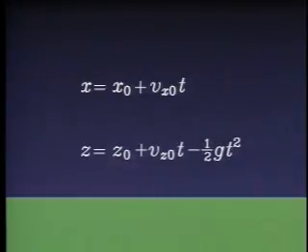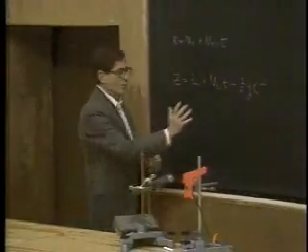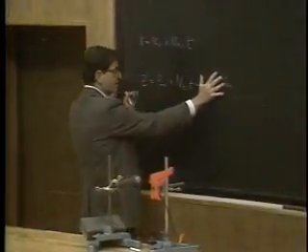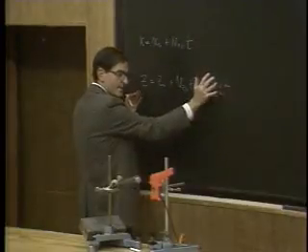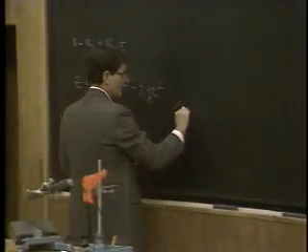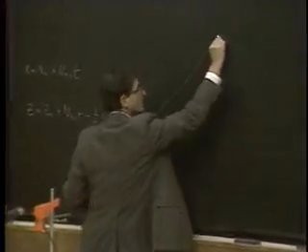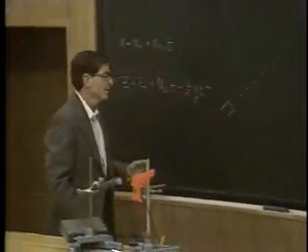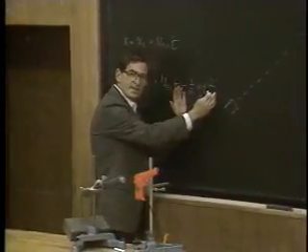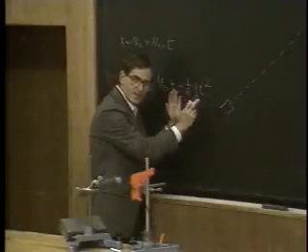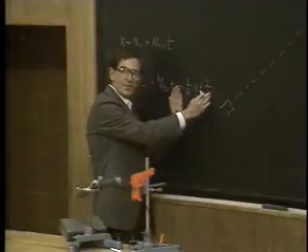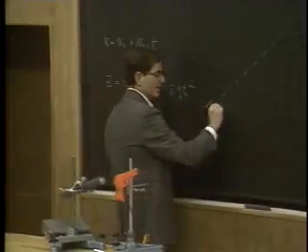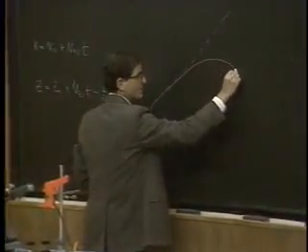Minus 1/2 gt squared. Now, without the effect of gravity, these would be the equations of a straight line. It would be a straight line directly from the barrel of the gun to the point that it's aimed at. The effect of gravity is to make the missile fall below that straight line by an amount equal to 1/2 gt squared. So the actual trajectory looks like that.